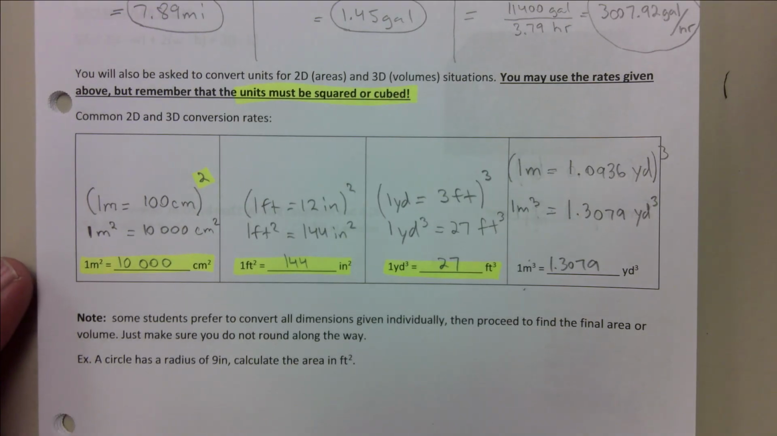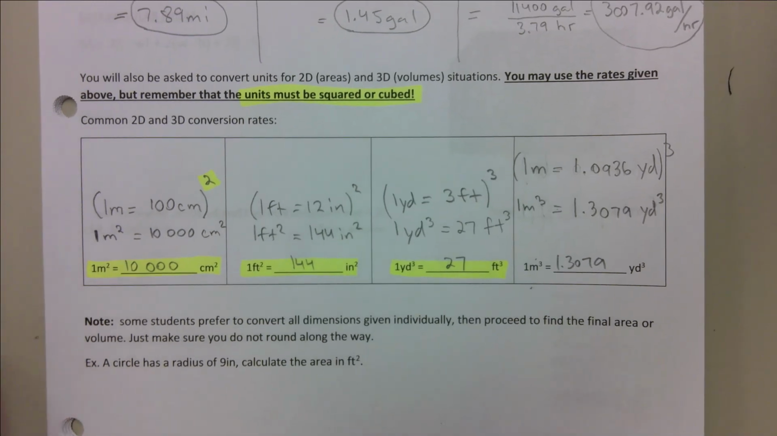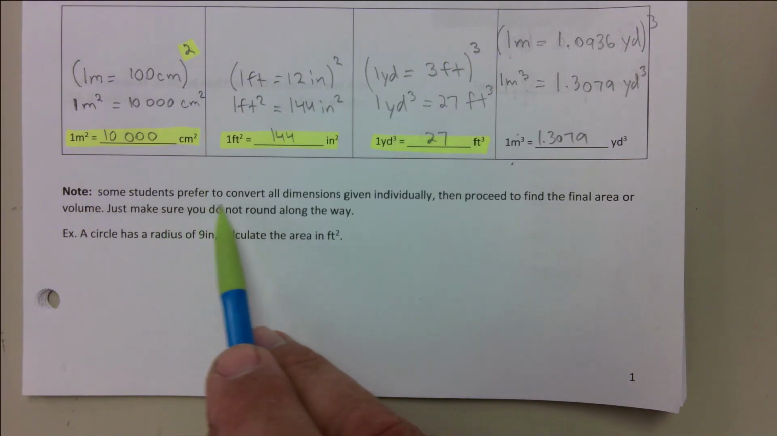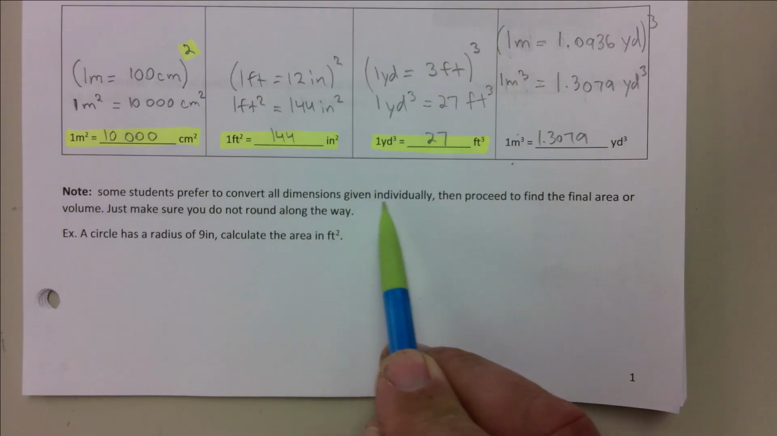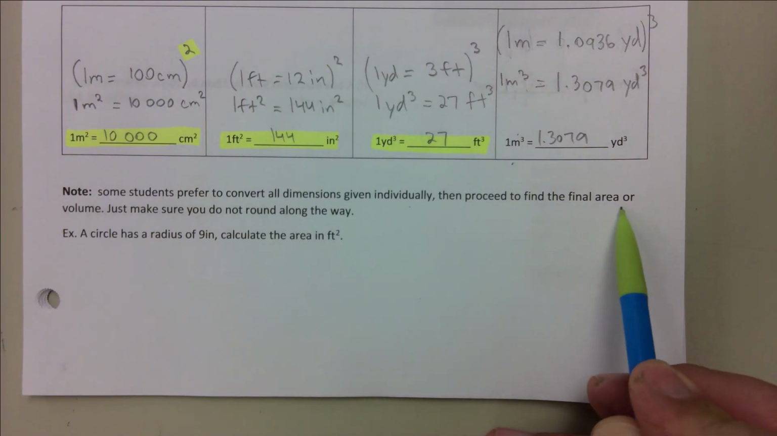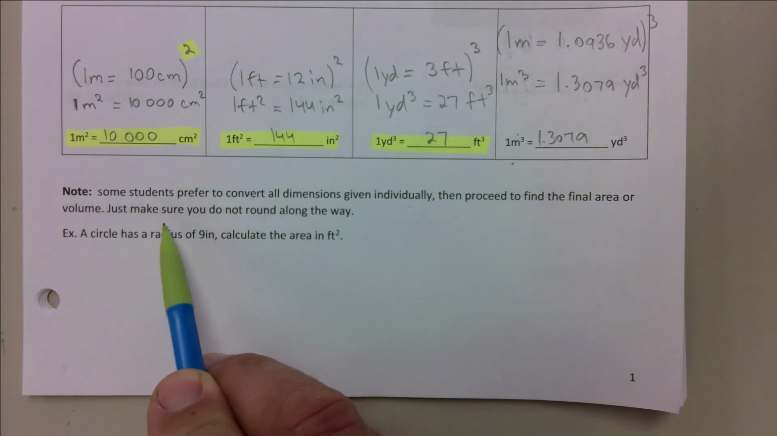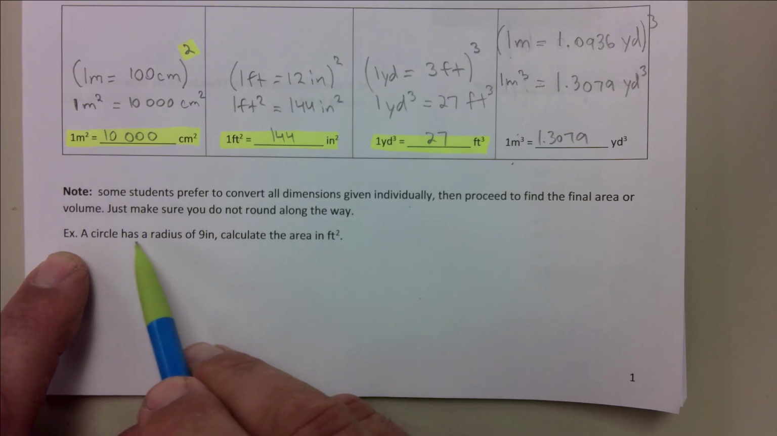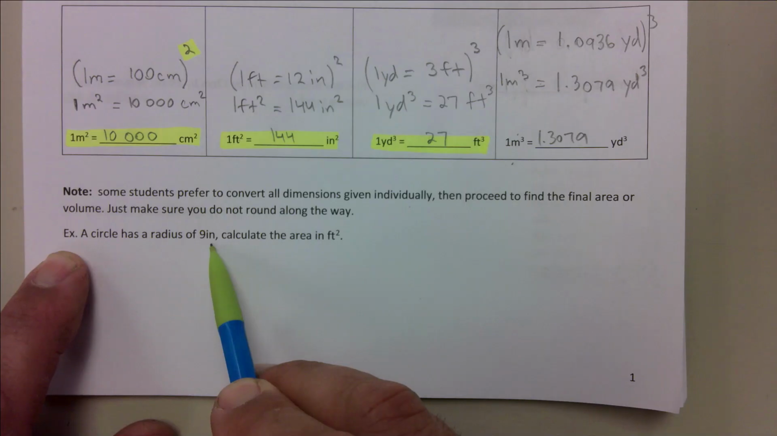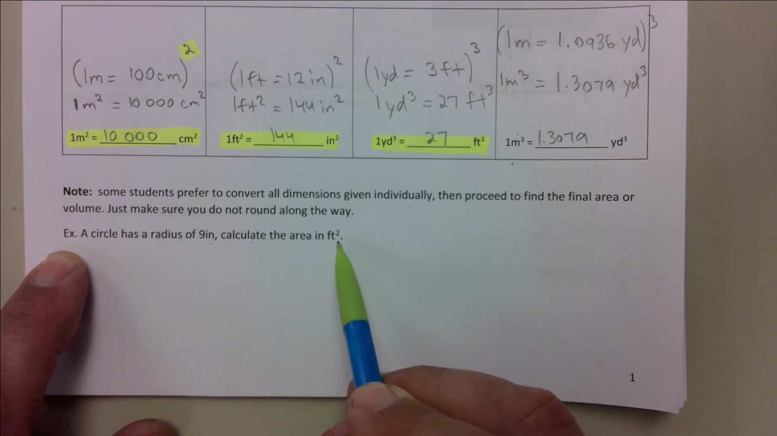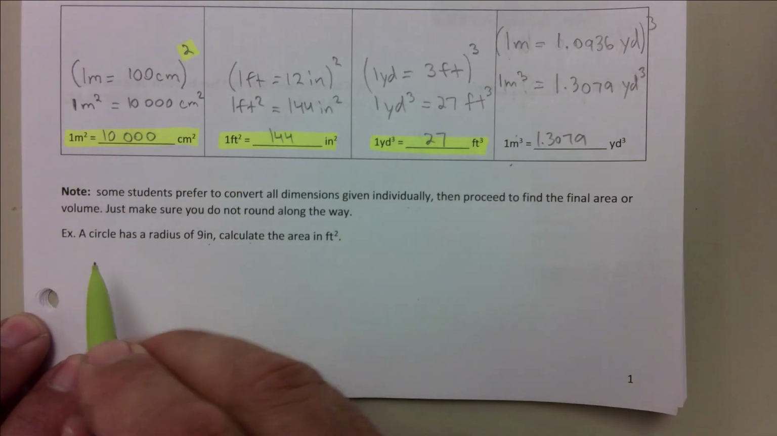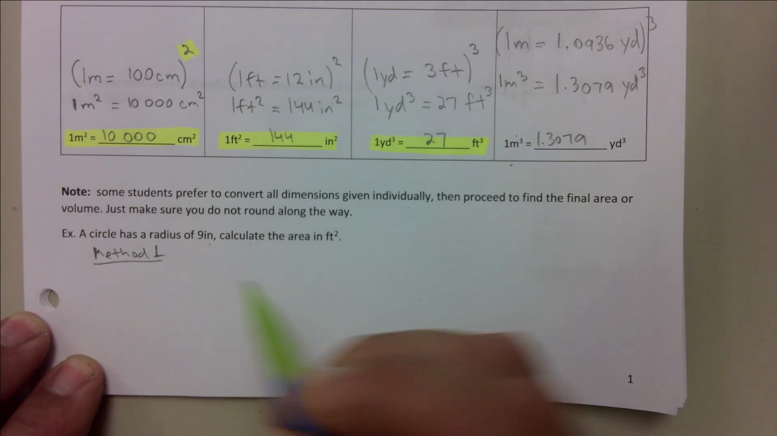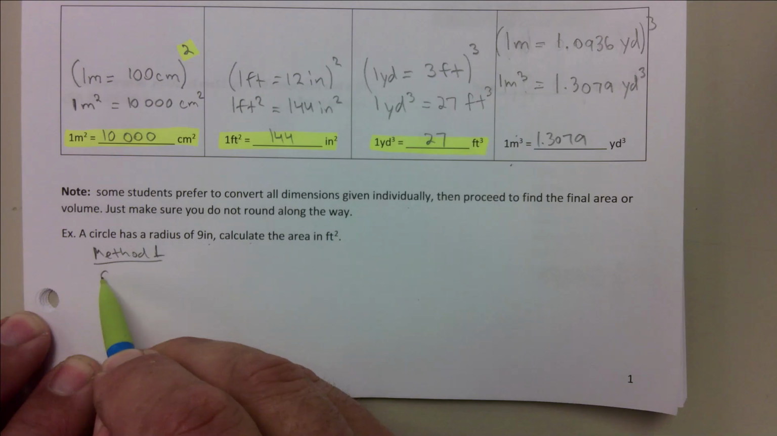All right. So how do we apply this to word problems? So some students prefer to convert all the dimensions given individually, then proceed to find the final area or volume. Just make sure you don't round along the way. So for example, a circle has a radius of 9 inches. Calculate the area in square feet. Okay. So method 1, we convert the radius.